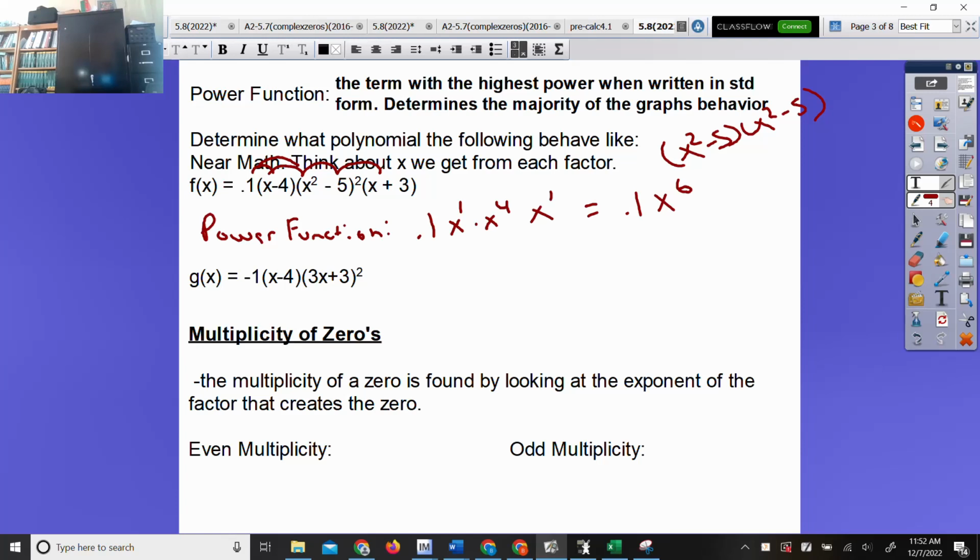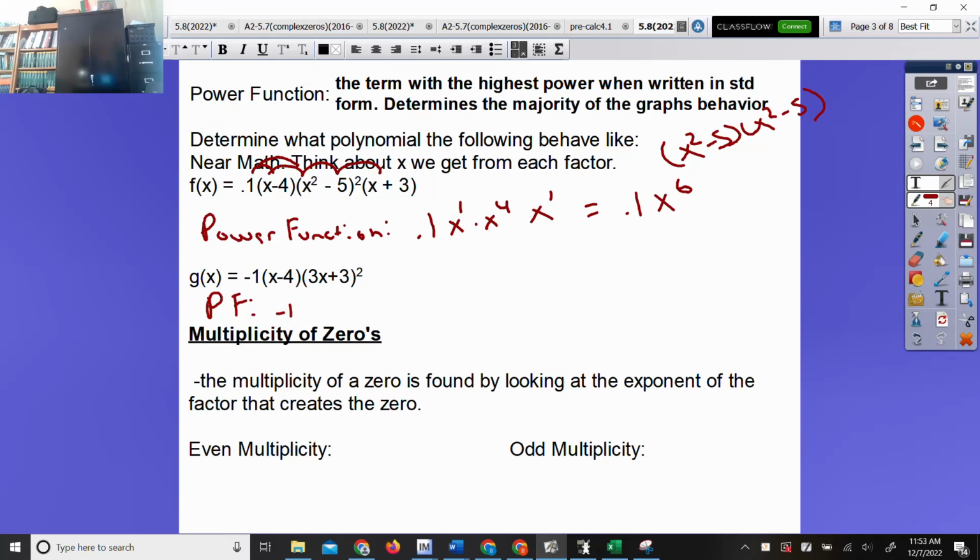I modified the second one, g of x, as well. I made that last factor 3x plus 3. The notes have x plus 3. So I made the last factor 3x plus 3. Now we're going to make the power function. I'm tired of writing power function, so I'm just going to write poof. What's something you get just off the bat? You get -1. First thing you see.